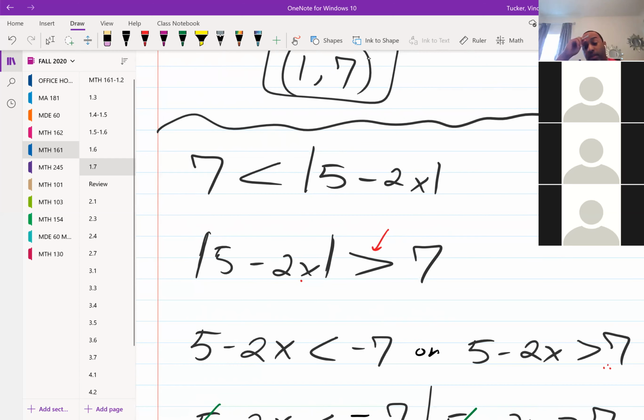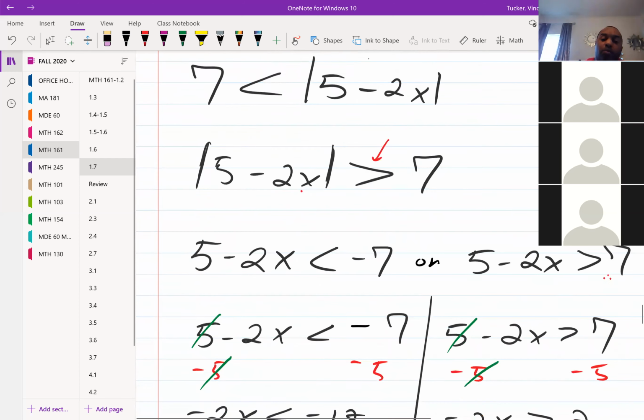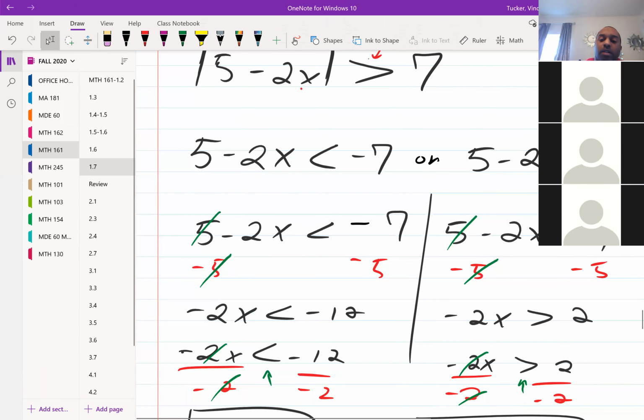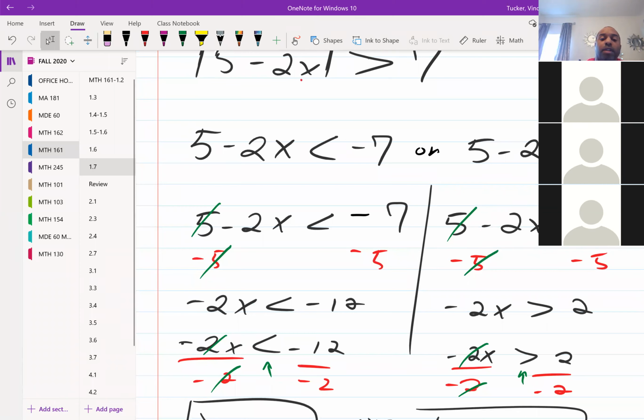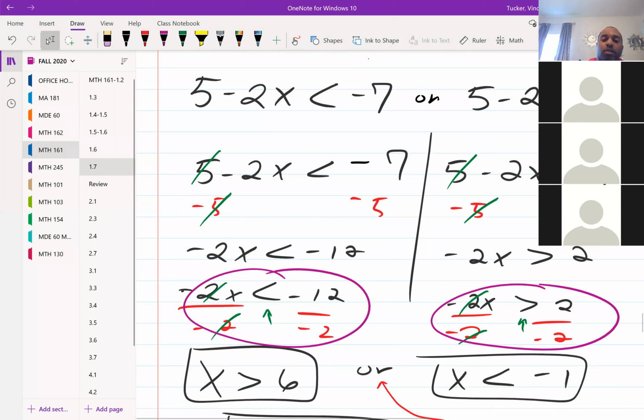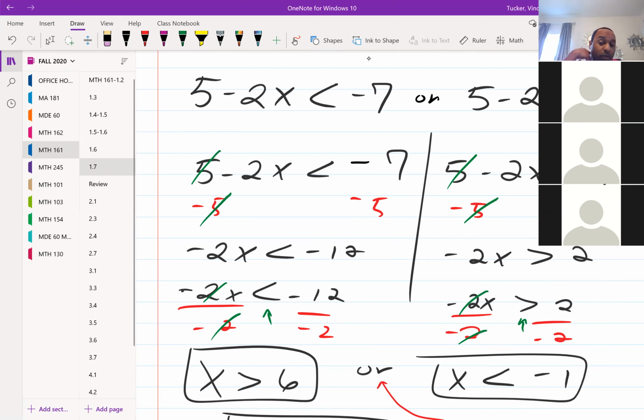All right, so from there, solve by subtracting 5 from each piece or each side and dividing by negative 2. Don't forget, when we divide both sides by negative 2 right here, our signs need to change. So the one on the left goes from less than to greater than, and then the one on the right goes from greater than to less than. So our two solution sets will be x is greater than 6, x is less than negative 1.